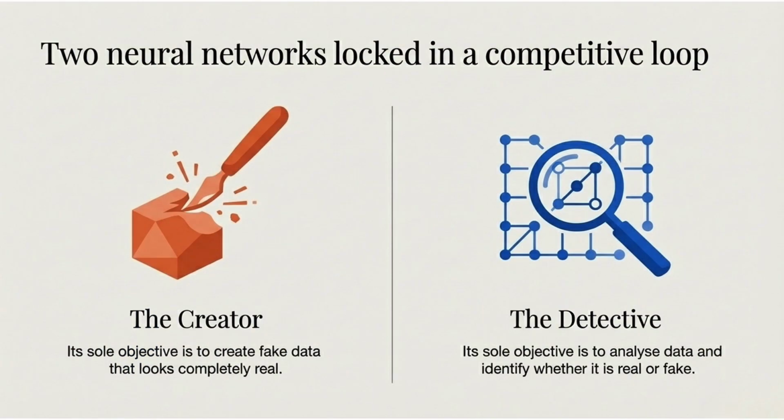The most interesting part of GANs is the competition between the two networks. The generator tries to fool the discriminator by creating realistic data. The discriminator tries to catch the generator by detecting fake data. So, the generator improves to create better fakes. At the same time, the discriminator improves to detect those fakes. This process continues again and again. Over time, the generator learns how to create highly realistic data. This competitive learning process is what makes GAN so powerful.